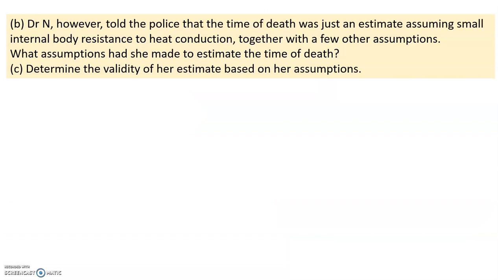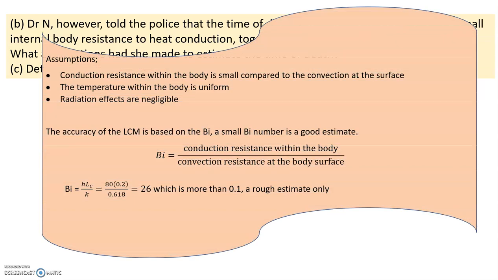Now, Dr. N, however, told the police that the time of death was just an estimate, assuming small internal body resistance to heat conduction, together with a few other assumptions. What assumptions had she made to estimate the time of death? 3 hours ago, the time of death, and then determine the validity of her estimate based on her assumptions.